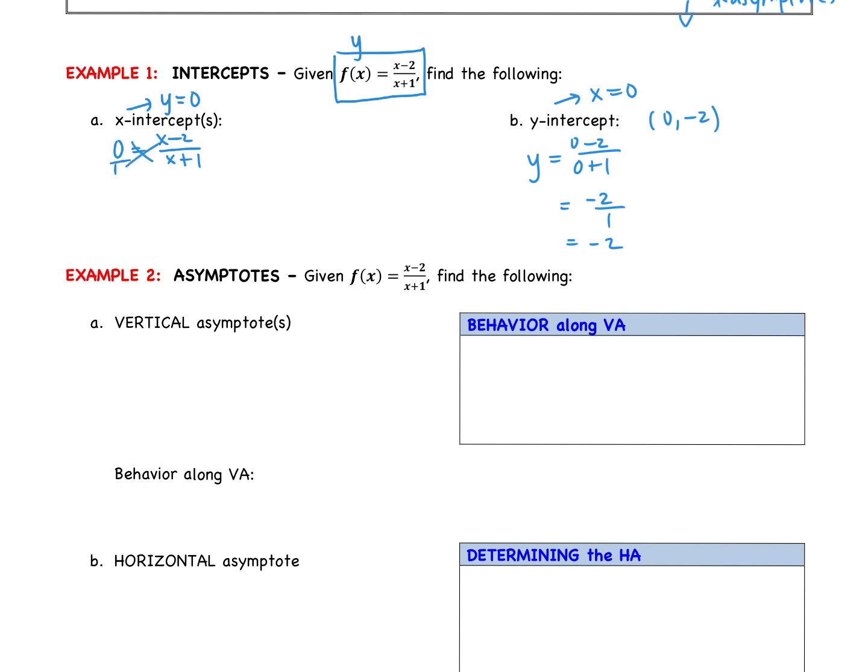So 0 times x plus 1 is just 0. And then we have 1 times x minus 2. So we get 0 equals x minus 2 when I distribute that 1, which gives us an x value of 2. Again, though, I want that expressed as a point, so that is the point (2, 0). So we see we have 1 x-intercept, 1 y-intercept.